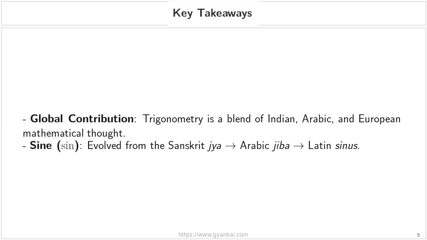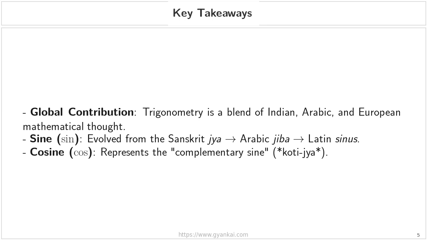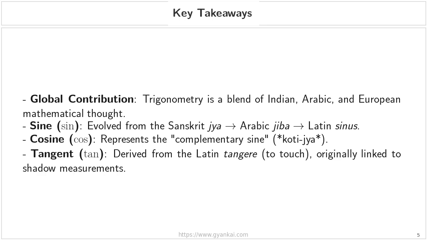To recap our specific terms, for sine, we tracked its evolution from the Sanskrit word jaya through the Arabic jiba and finally into the Latin sinus. For cosine, remember that it represents the complementary sign, which stems from that original Sanskrit term, kodi jaya. As for tangent, we noted its roots in the Latin word tangere, meaning to touch, which was originally used in the context of measuring shadows.